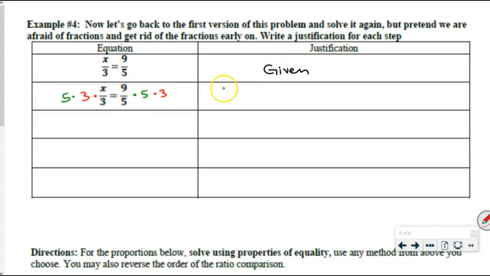All right, so let's try and justify this. I'm just going to write multiplying by denominator gets rid of fraction. And really, truly, isn't this just multiplication property of equality? Yeah.